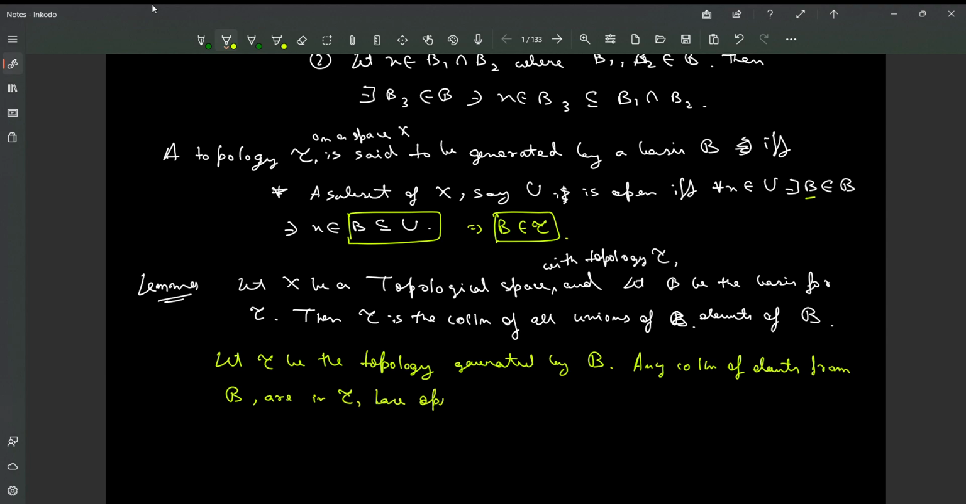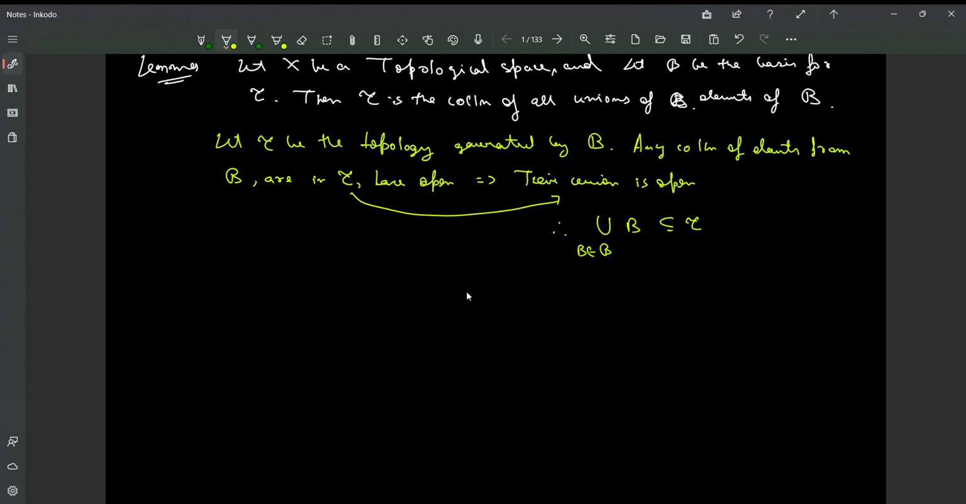Hence they are open, which implies their union is also open. Right, so therefore it's in tau, obviously. Or we can directly claim from here itself that their union is in tau, because tau is closed under arbitrary union, right? So if you choose the union of the elements B, where B are elements from the basis set, then this is obviously contained in tau. So if you prove the other inclusion, then we are done.